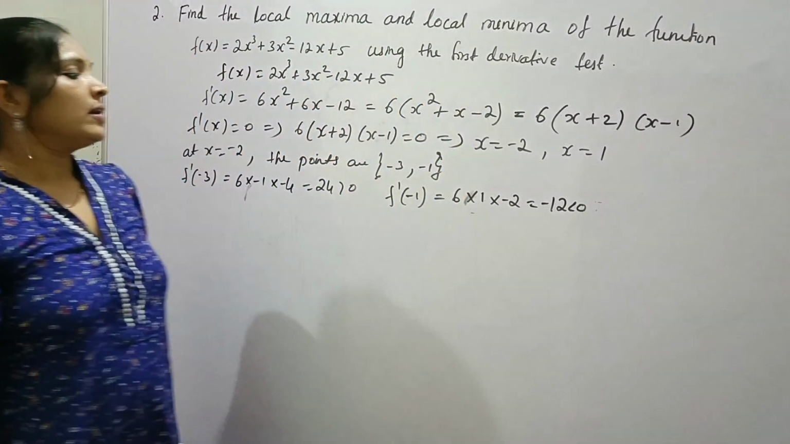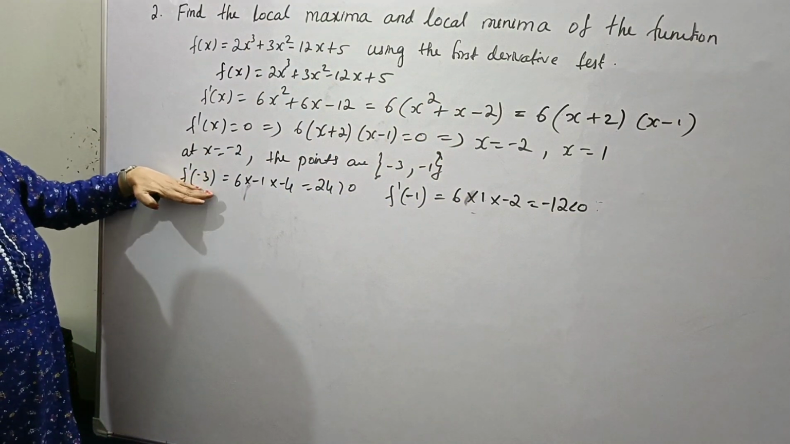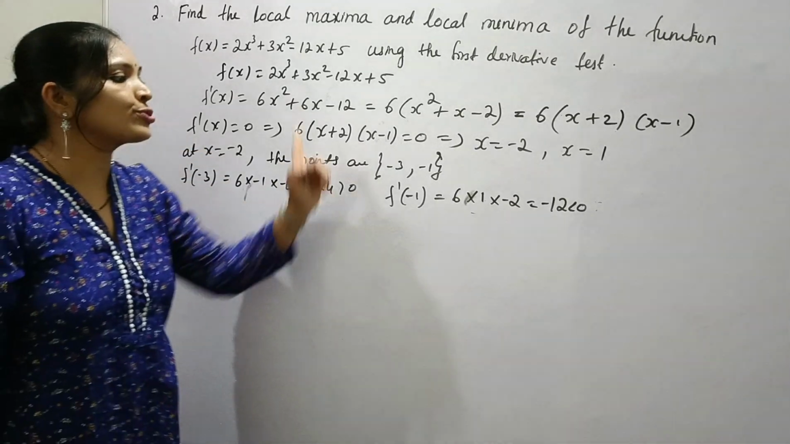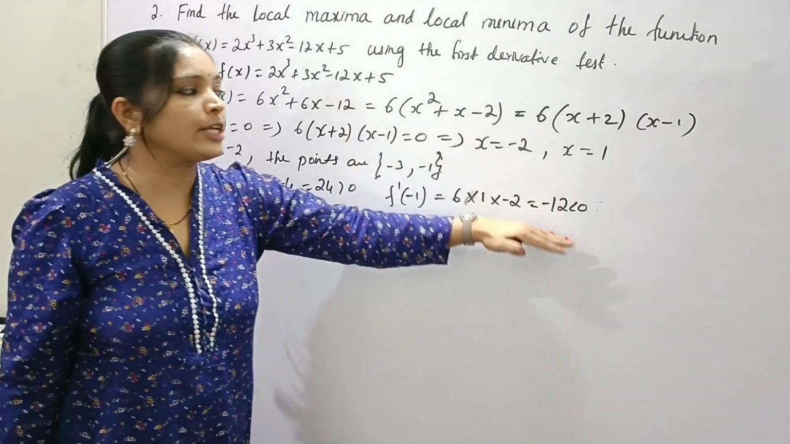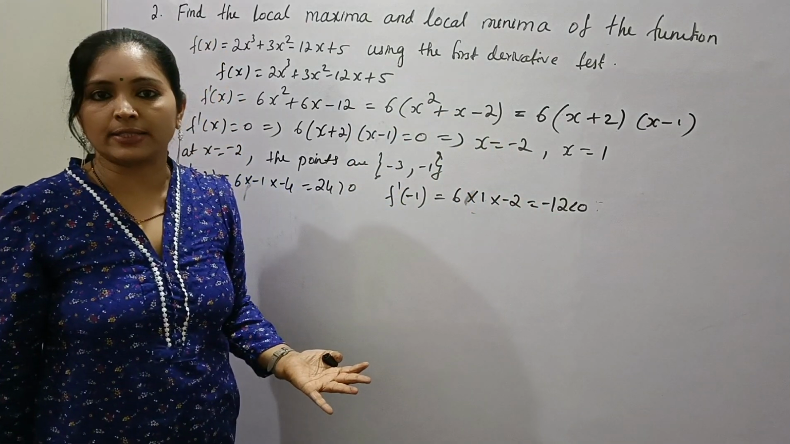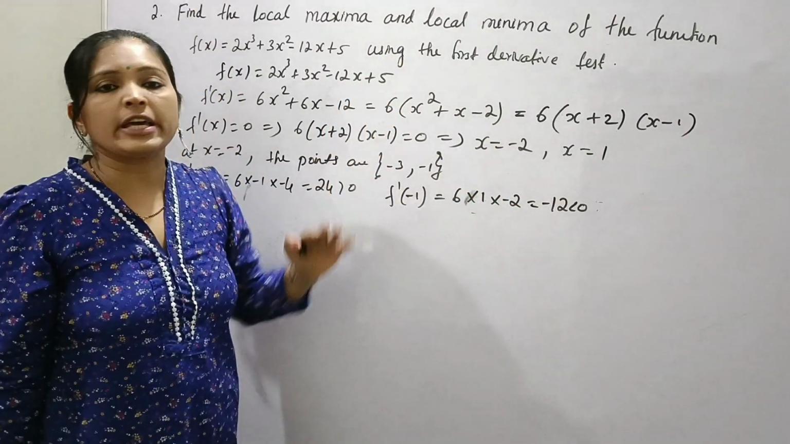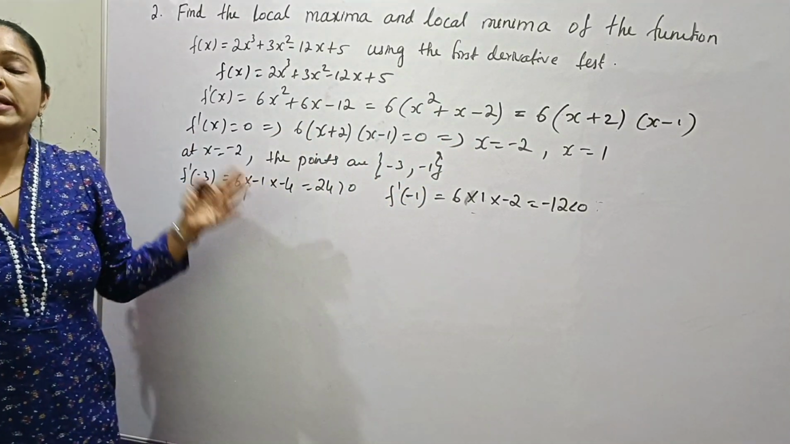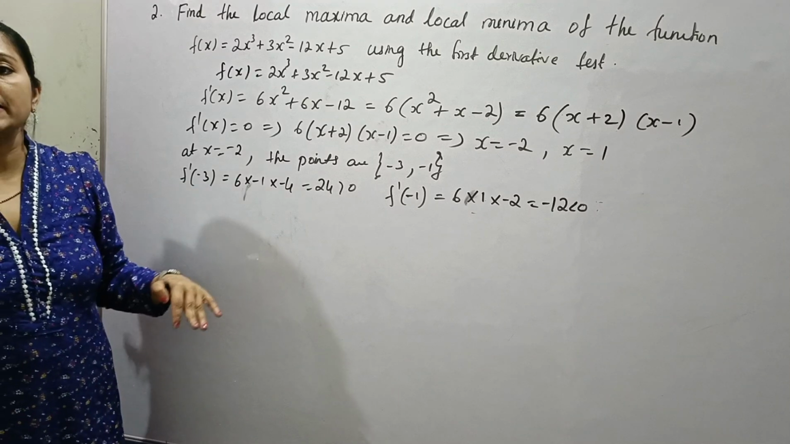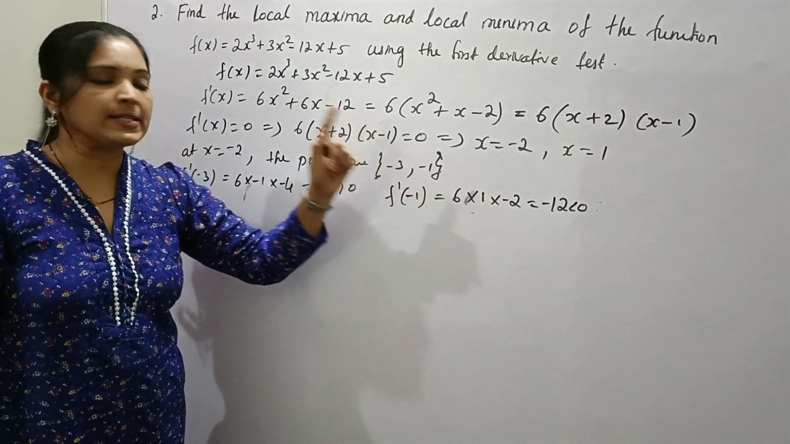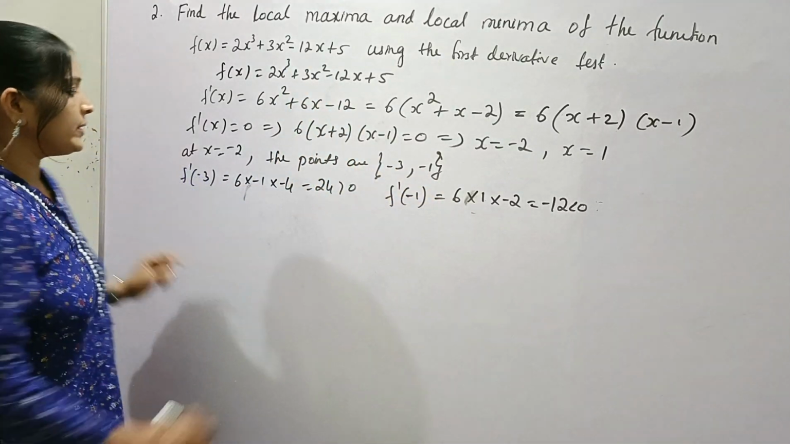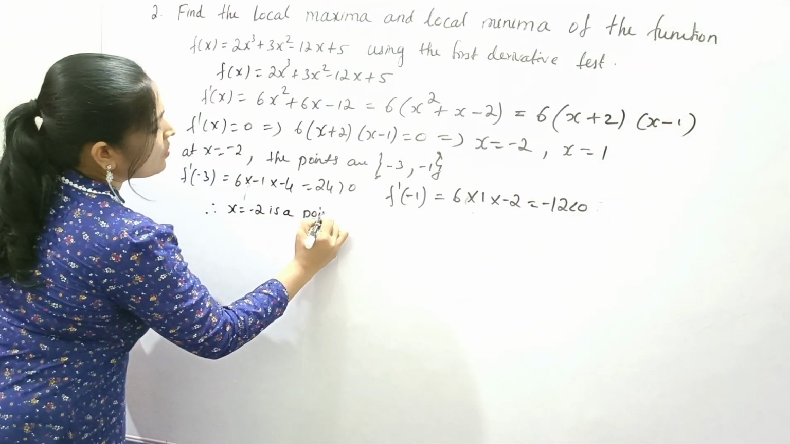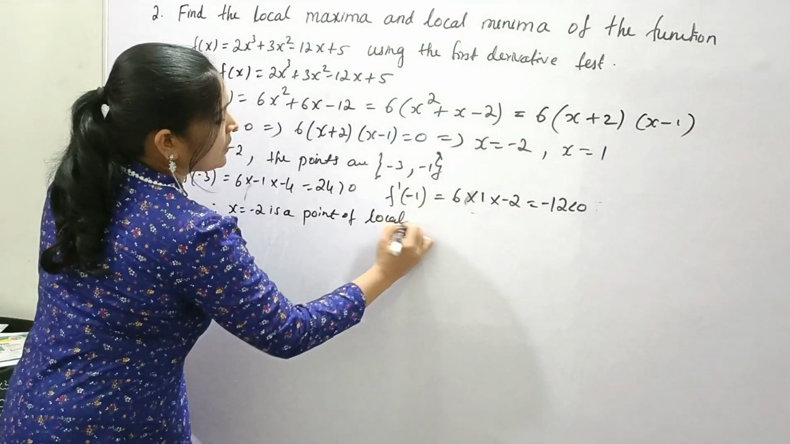So here we observe that for this function, the sign of f dash of x changes from positive to negative, right? Positive to negative as this critical point increases. So according to the first derivative test, we say x is equal to minus 2 is a point of local maximum, because f dash of x changes sign from positive to negative. Therefore, x is equal to minus 2 is a point of local maxima.